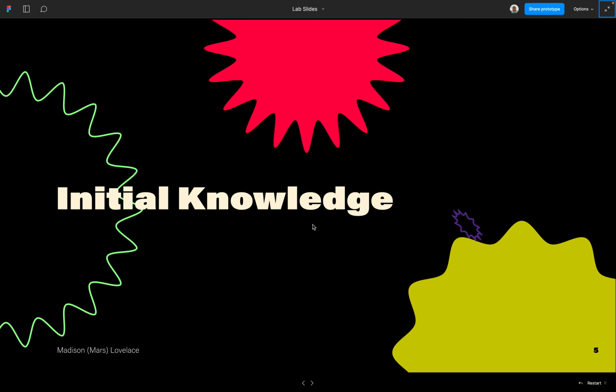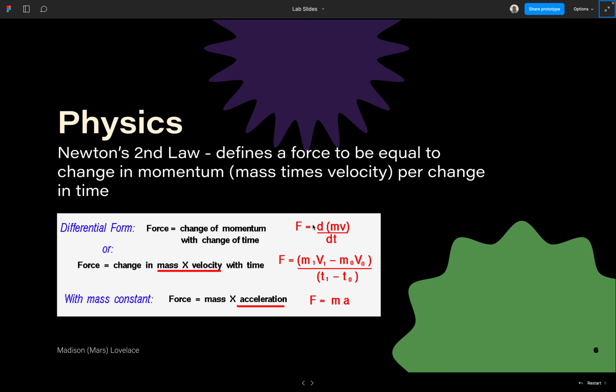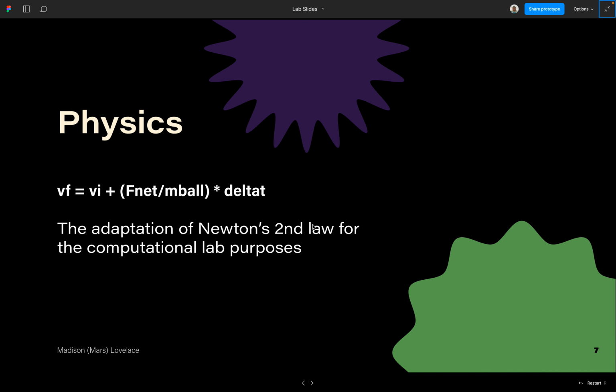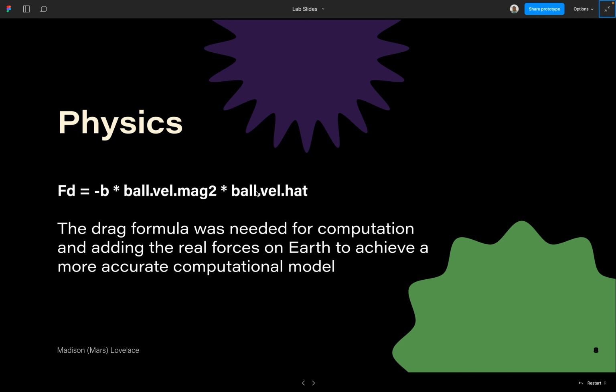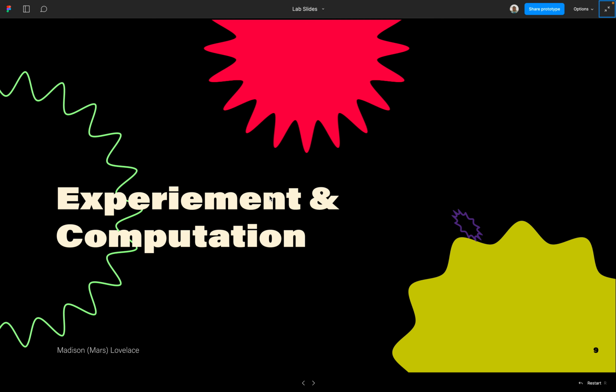Some initial knowledge I came with into this lab was, of course, the momentum principle and Newton's second law, and here's how I derived that for computational lab purposes. So final velocity equals the initial velocity plus F net over m times delta t, and then having that position update formula to track through the while loop of the computational part of the lab, and then finally adding that drag formula. So the force of the drag is the drag constant times the magnitude of the ball's velocity squared times the ball's velocity.